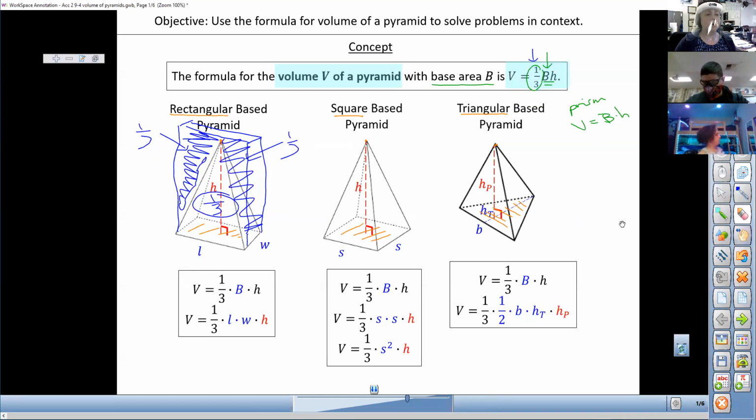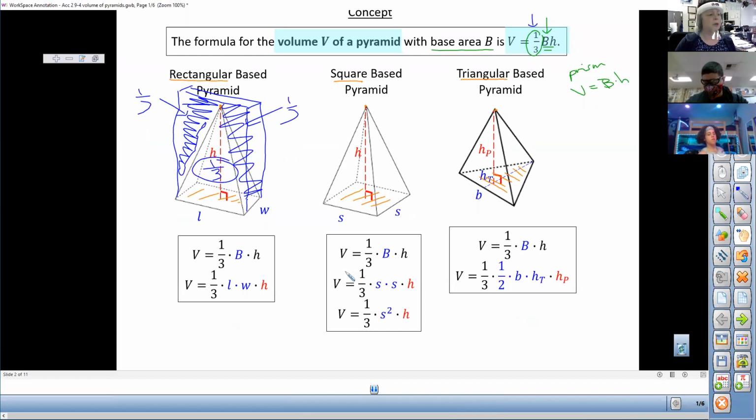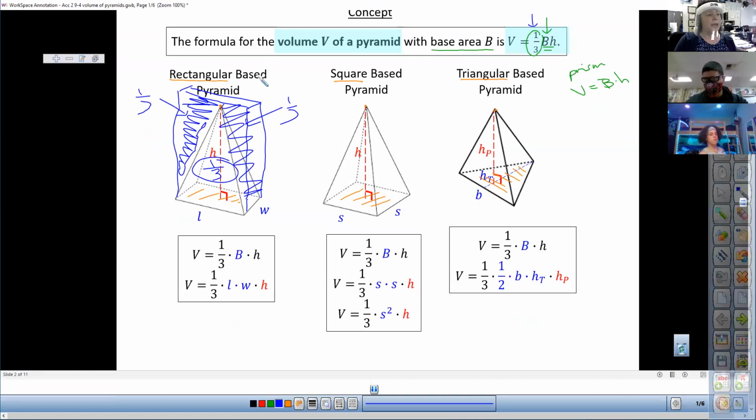So this kind of outlines just some stuff. If you know that your base is a rectangle, then your base area becomes length times width, but you still have the 1/3 and the height of the pyramid. If you have a square-based pyramid, then the base area is like length times width, but we often call it side times side or side squared.